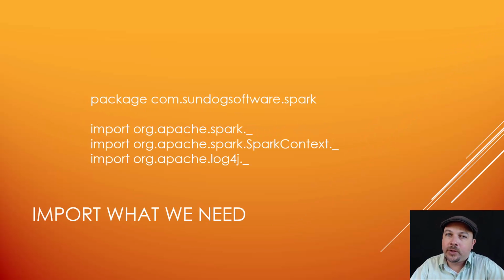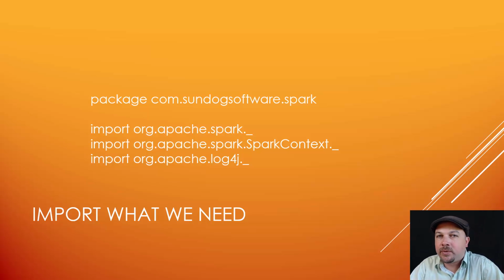So let's take a look at the first few lines of code here. First thing we're doing is declaring what package this code lives under. So we just say package com.sundogsoftware.spark. Remember, that's the package name that we settled on while creating our project back in Lecture 2. And that's just a unique way of segregating off our code so it doesn't collide with other people's libraries.